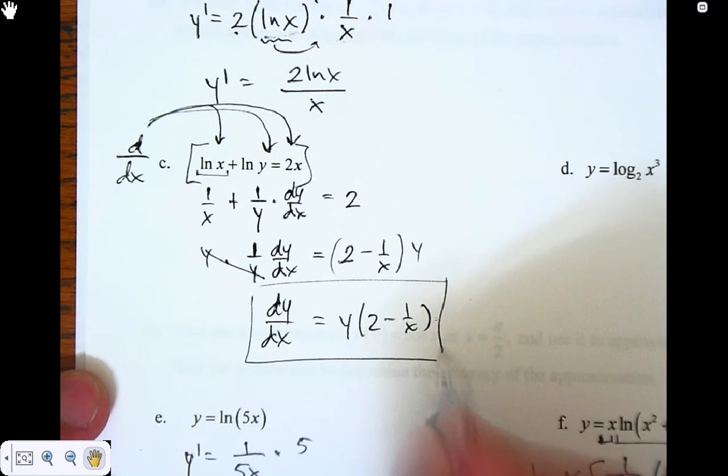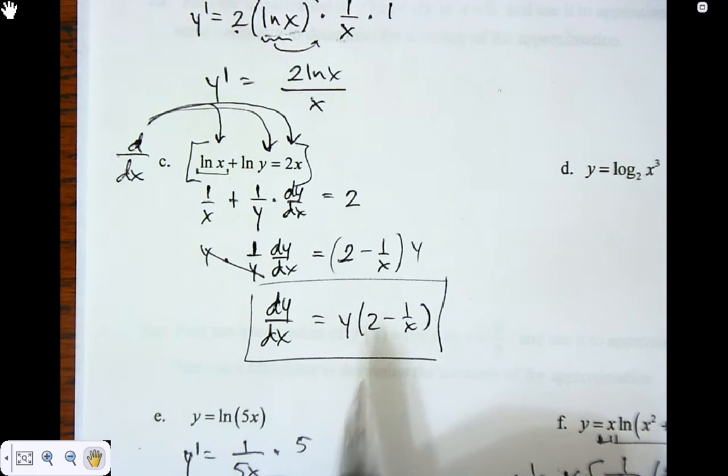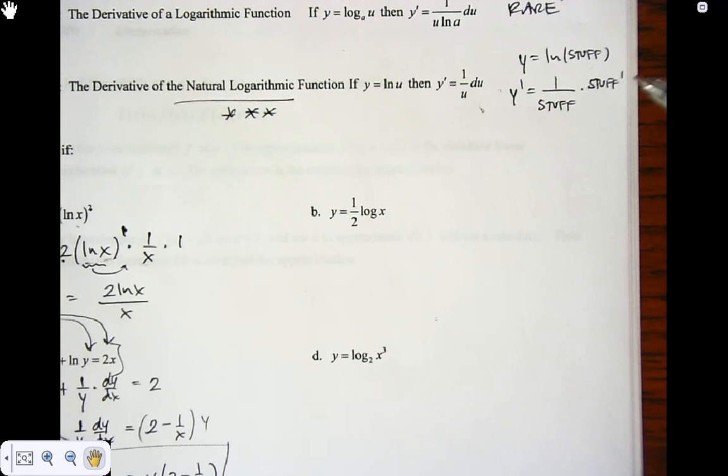Maybe they distribute the y. I have no idea. Doesn't really matter. That's fine. If the multiple choice answer was 2y minus y over x, you would obviously pick that one. Okay, so those are very common. Taking the derivative of the natural log function is just 1 over the stuff, d stuff.